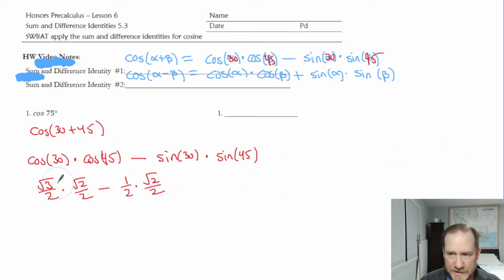So go ahead and multiply. Radical times a radical, you can just multiply the radicands. 3 times 2 is 6. When you're multiplying fractions, you do multiply the denominator, so this will go to 4. And this will be root 2 over 4.